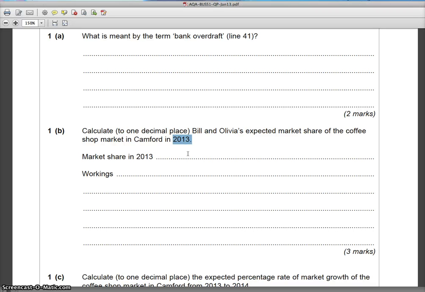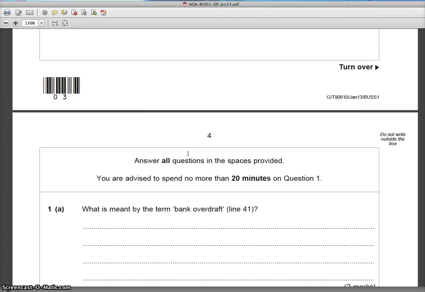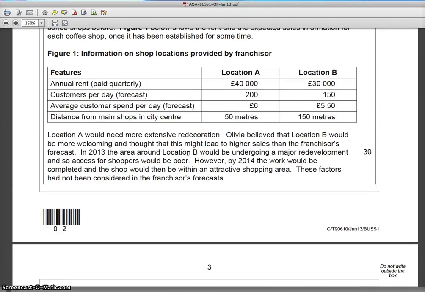Now my recommendation for a question like this is that there are lots of different things that we're looking for here, and I think you ought to go in and just focus on the year 2013. Once you find the year 2013, then have a look and see whether you've got either the pieces of information that you need attached to it. And the 2 pieces of information we need are the total sales in the market in Camford, or total value of the market in Camford, and Bill and Olivia's expected market share of that market. Okay, but look for the year first. You can't go too wrong if you do that.